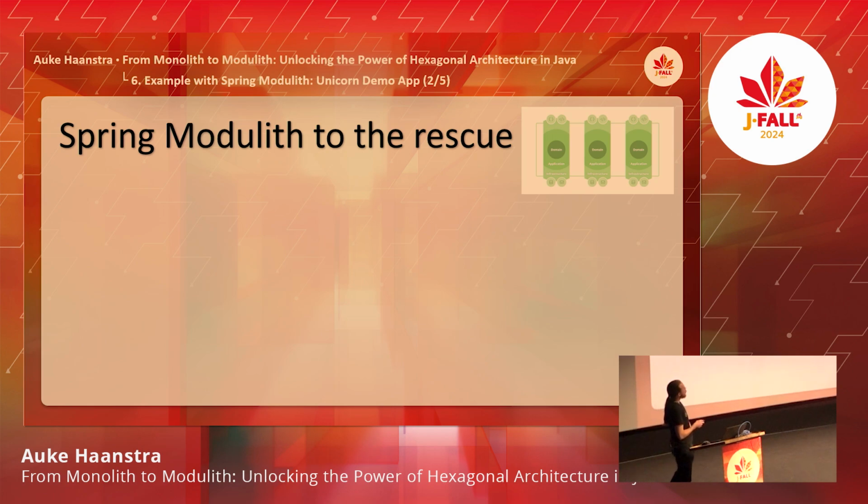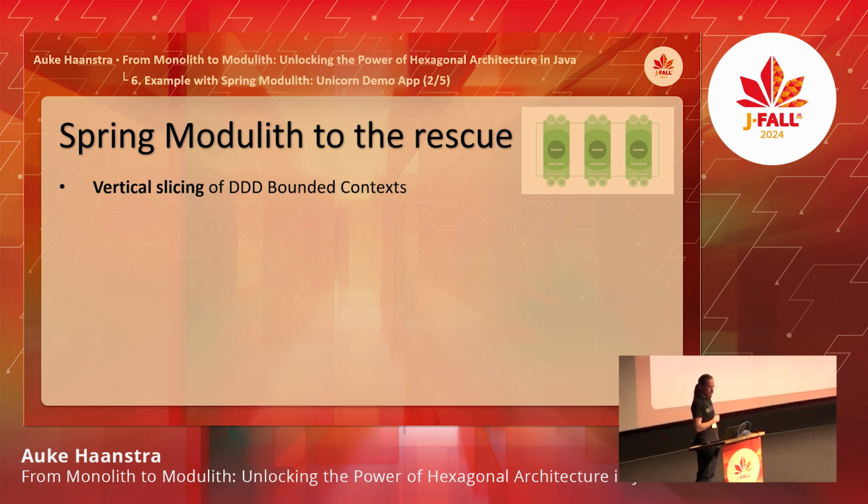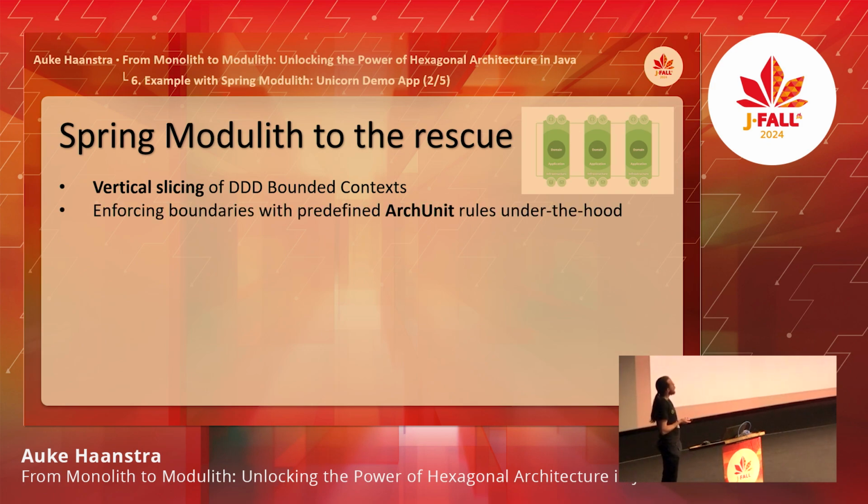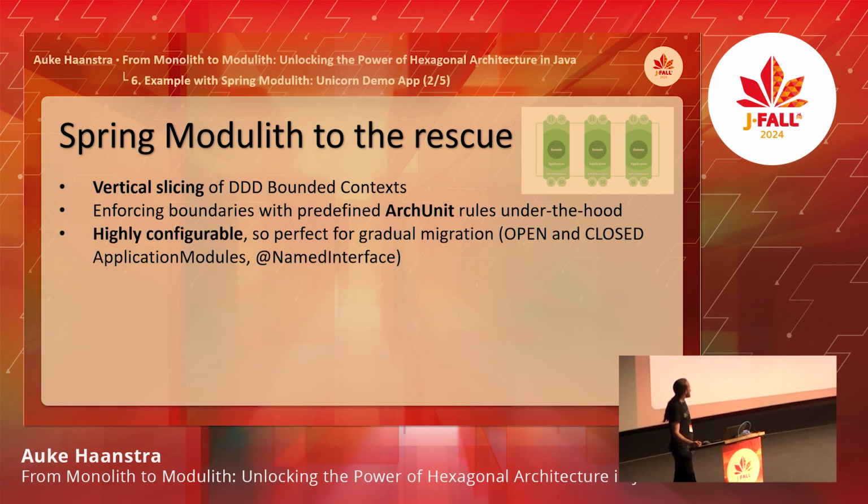And you see here what it suggests you to do. It suggests you to vertically slice your application. So there's a vertical slicing of DDD bounded contexts, and it does enforce this slicing with ArchUnit rules underneath. It's highly configurable, so it's perfect for a gradual migration. You have open and closed application modules, and you can define extra interfaces in the packages of your application.